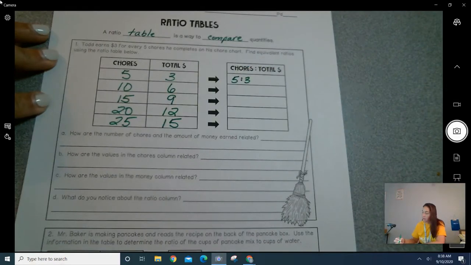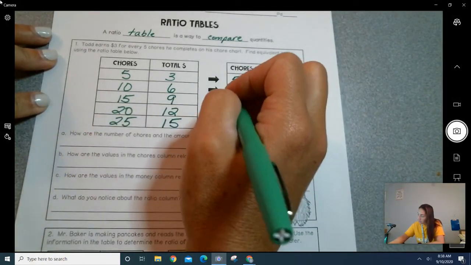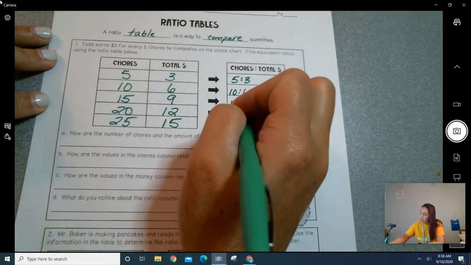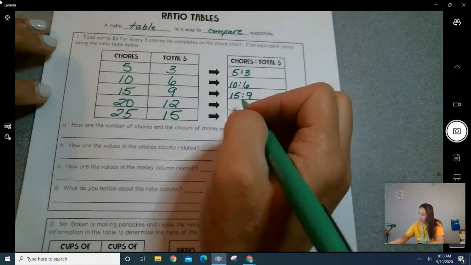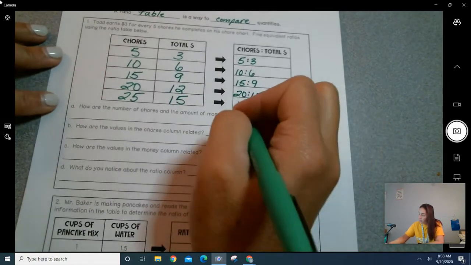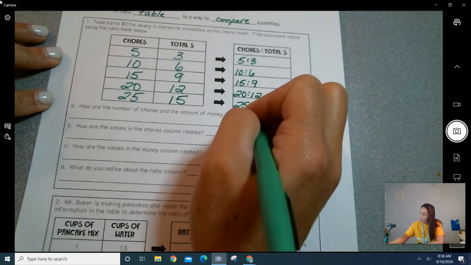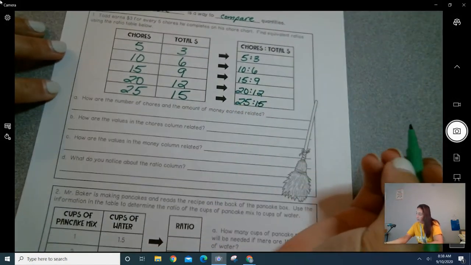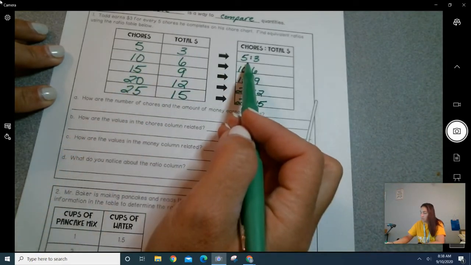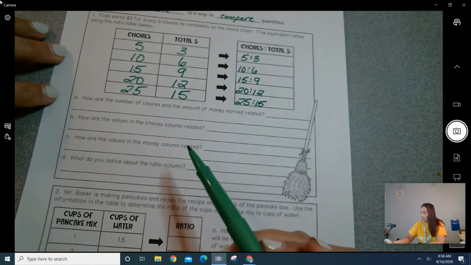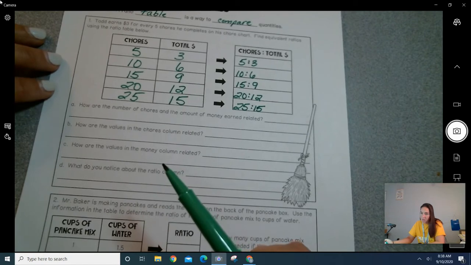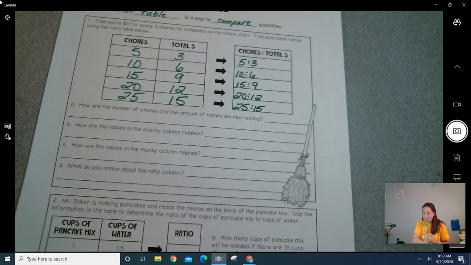Okay? Now, if I were to write these ratios, I would put 5 colon 3 for the top one, right? For the next one, I would put 10 colon 6, 15 colon 9, right? 20 colon 12, or 25 and 15. And again, all I did was rewrite these ratios over here as a ratio. Again, we know there are 3 ways we can write ratios, but for tables, it's helpful to just use the colon.